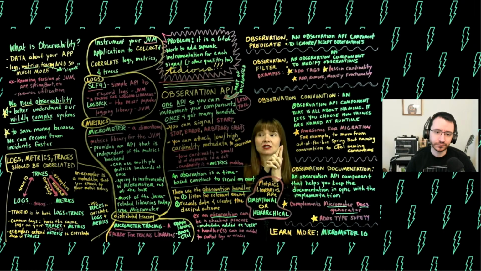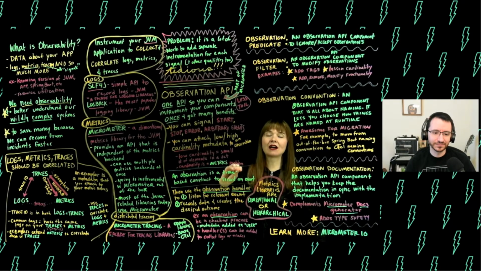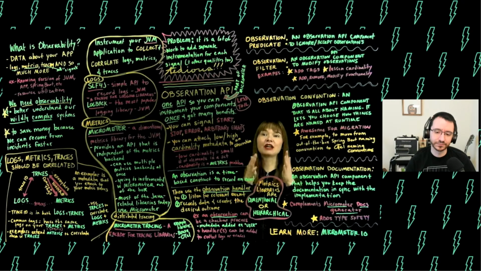You can signal start, stop, error, and arbitrary events, and you can attach low or high cardinality metadata to an observation. We talked about cardinality being the exponential growth of the amount of data that you could be asking for. It's a metrics problem. With the Observation API, you have a construct called an observation, which is a time-based construct where you start and stop. So a checkout might be an observation.